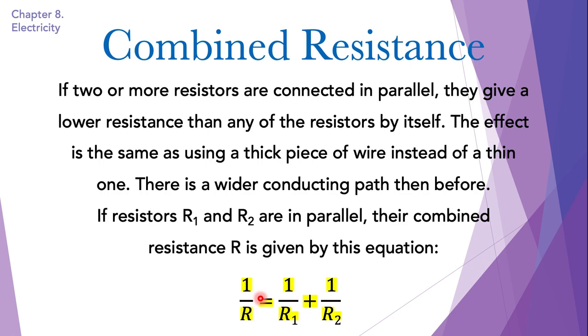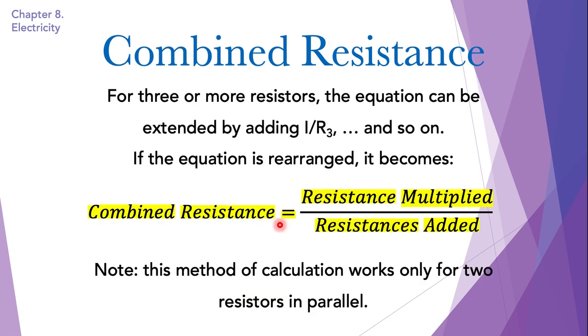But if two or more resistors are connected in parallel, they give a lower resistance than any of the resistors by itself. Then the effect is the same as using a thick piece of wire instead of a thin one. So there is a wider conducting path than before. If resistors R1 and R2 are in parallel, their combined resistance is given by this equation: 1 divided by R1 plus 1 divided by R2 is equal to 1 divided by R. For 3 or more resistors, the equation can be extended by adding 1 divided by R3 and so on.